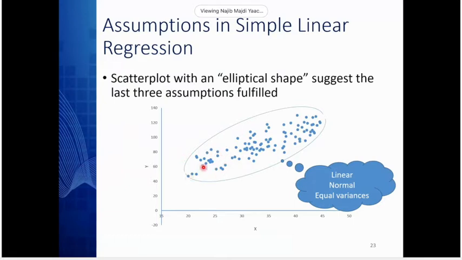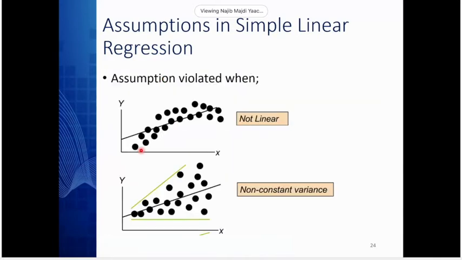And also equal variance. At each point of x, the dispersion of y within each value of x is more or less equal. So as long as you get an elliptical shape when you plot the scatter plot, then you can assume that these three assumptions are fulfilled. So your model fulfills these three assumptions. Very simple for simple linear regression. So assumptions are related when you have this kind of scatter plot.